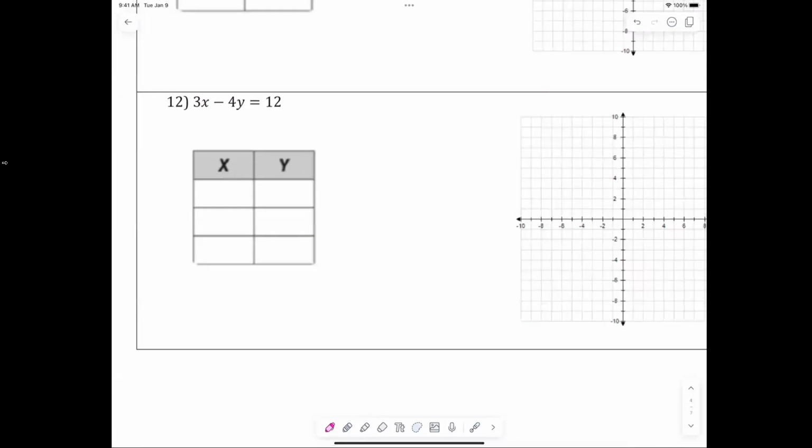I want a 0 for y and a 0 for x, and you can cross out this last box so you don't get confused. Now we're practicing our mental math. If the y value is 0, what will that make x? 4. Good job. How do I know that? Because 3x minus 4 times 0 equals 12. What's 4 times 0? So 3x equals 12. Divide by 3, x equals what?